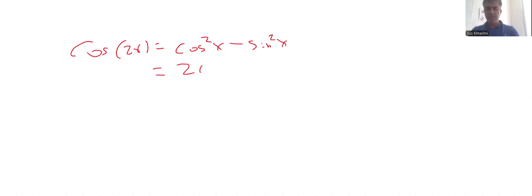So cos 2x was this, right? You do need to know your Pythagorean trig identities, which is just really the Pythagorean theorem. So you could say it's this, or you could say this. That's when you replace cosine squared with 1 minus sine squared, or sine squared with 1 minus cosine squared. Now let's focus on this guy.